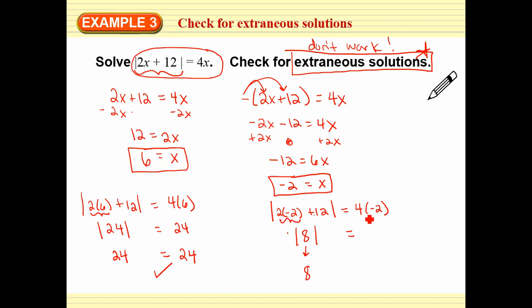Now let's go to the other side. 4 times negative 2 is negative 8. If I drop it down, is 8 equal to negative 8? No. So that means this solution, while we solved it correctly, is actually extraneous. It doesn't actually work in the context of our problem. We would want to cross it off and not let people believe that that's an actual solution.